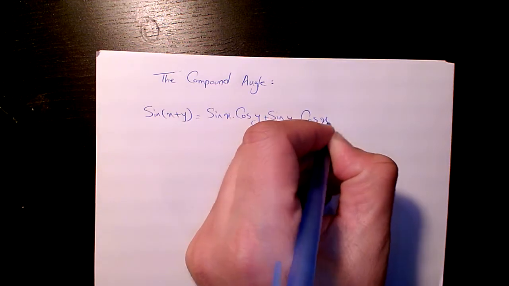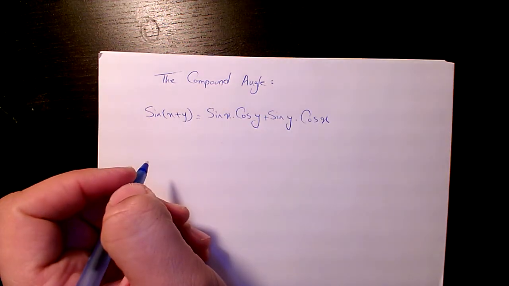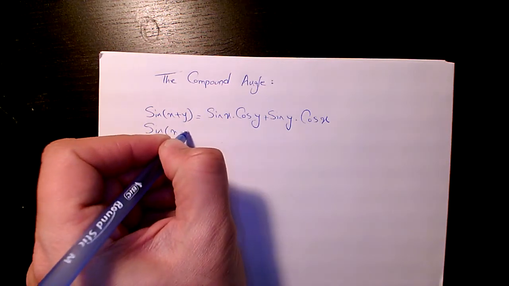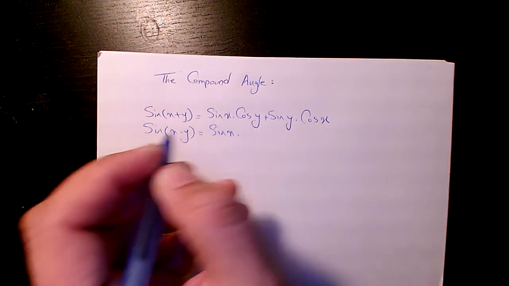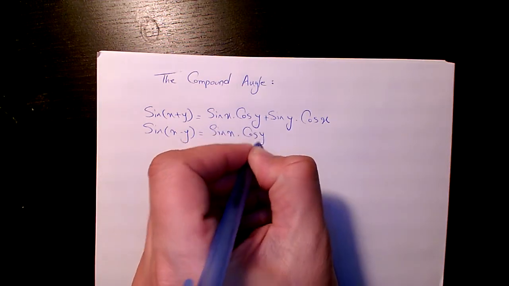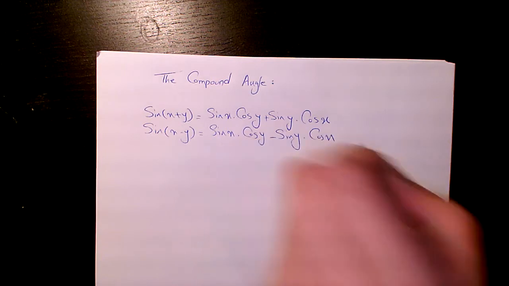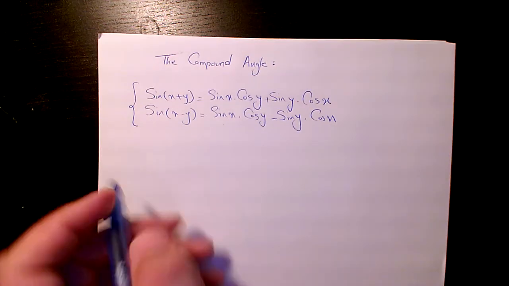times cosine x. And we can do the same thing when we have sine of x minus y, which is going to be sine x cosine y minus sine y times cosine x. So these two equations are for sines.